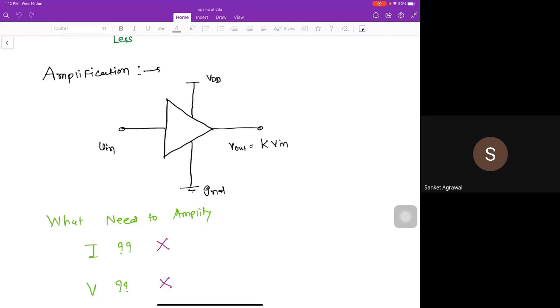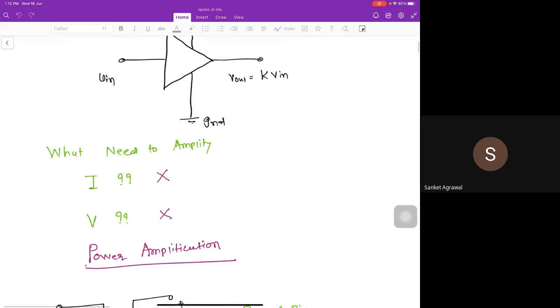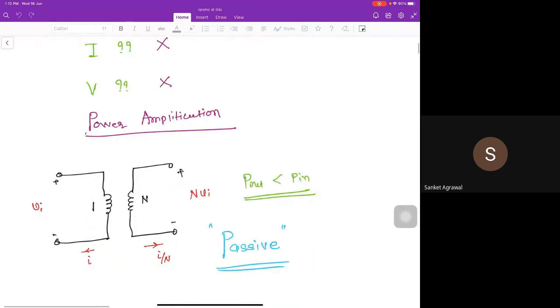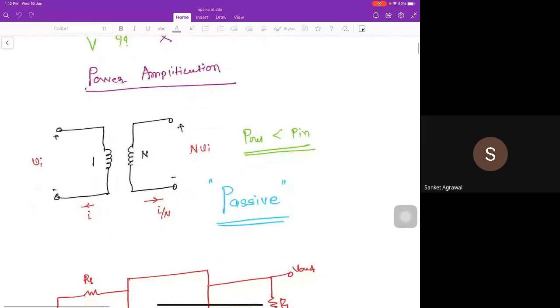And definitely the circuit has a VDD and ground connection, right? As I told, I don't want just a current or voltage amplification. I need a power amplification. So how can we get the power amplification? That is the question.